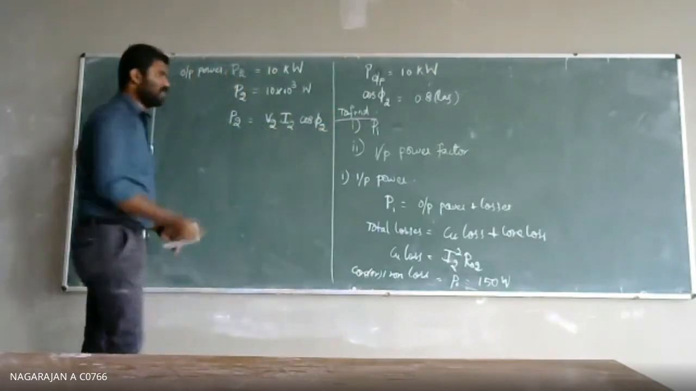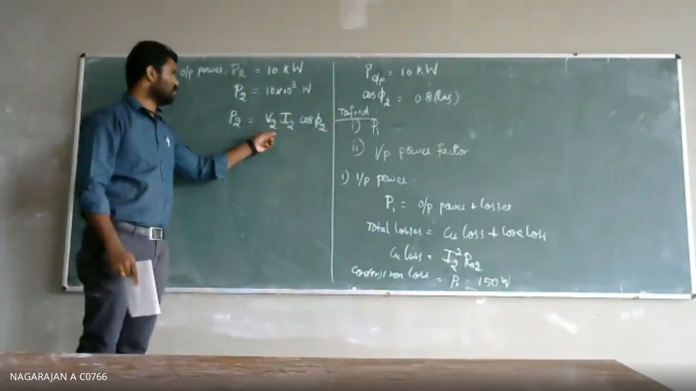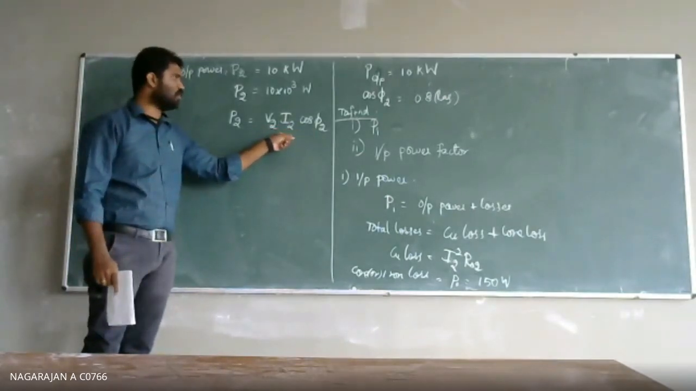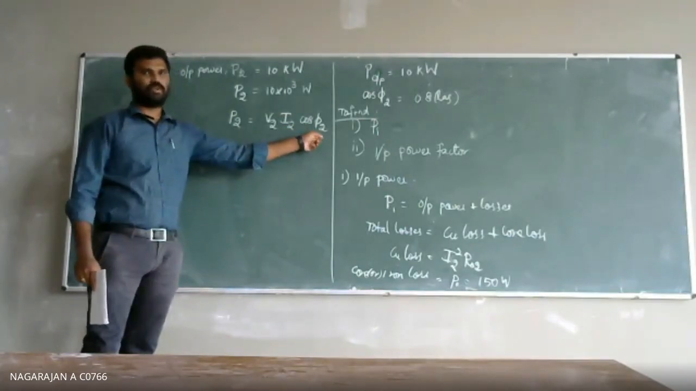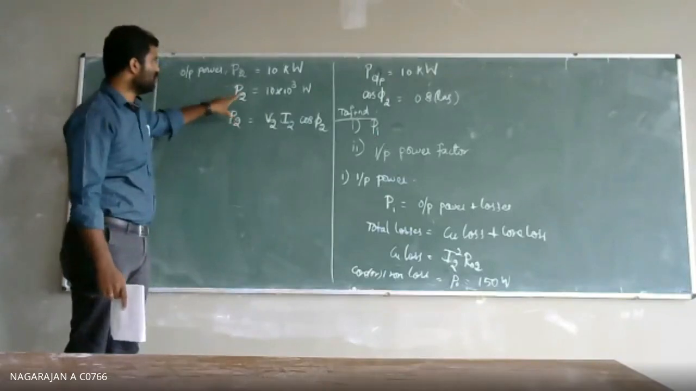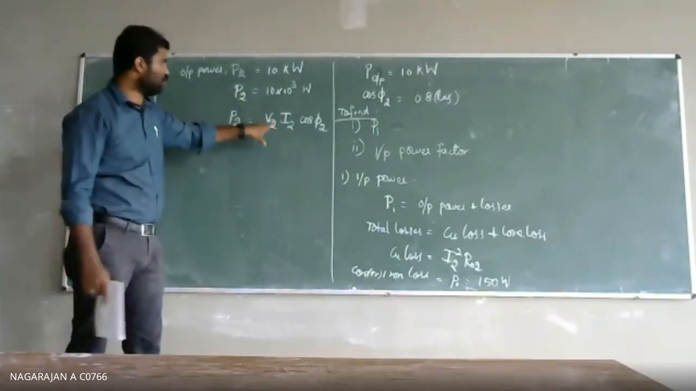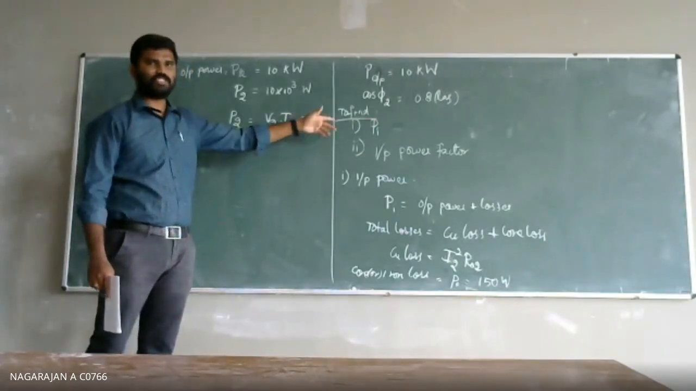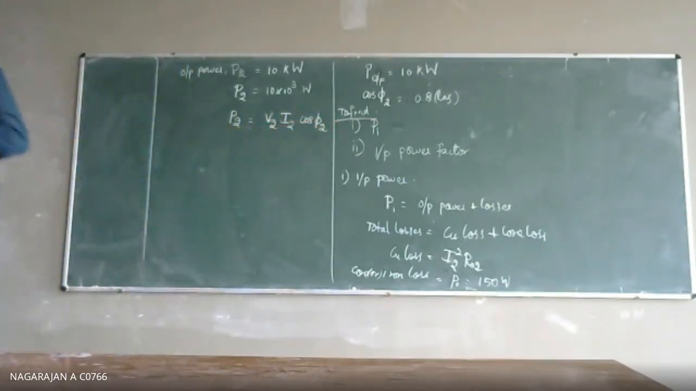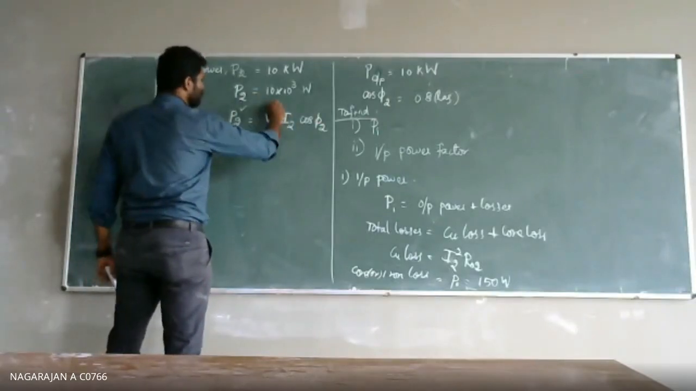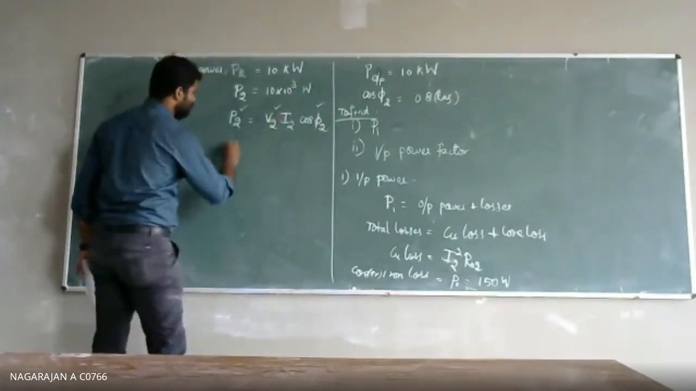So this is the general power equation. Don't you know that? V2 I2 cos phi 2: load voltage, current passing through the load, and cos phi 2 is the load power factor. In this equation, we know the value of P2, the value of V2, and the value of cos phi 2. Cos phi 2 is given. It is 0.8 lagging. So we know these values. The only pending thing is I2.